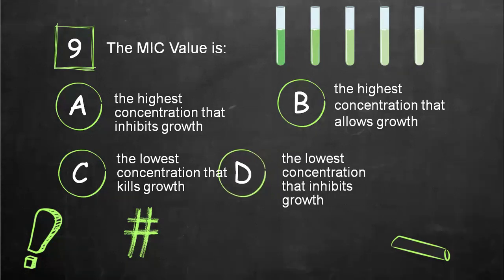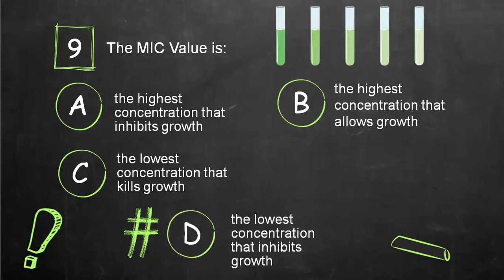So here what is the answer? The MIC is the lowest concentration of the drug which inhibits the growth of the organism. If you see option C, that is also the lowest concentration, but that kills the growth. So option C is MBC, that is minimum bactericidal concentration. So MIC is minimum inhibitory concentration.